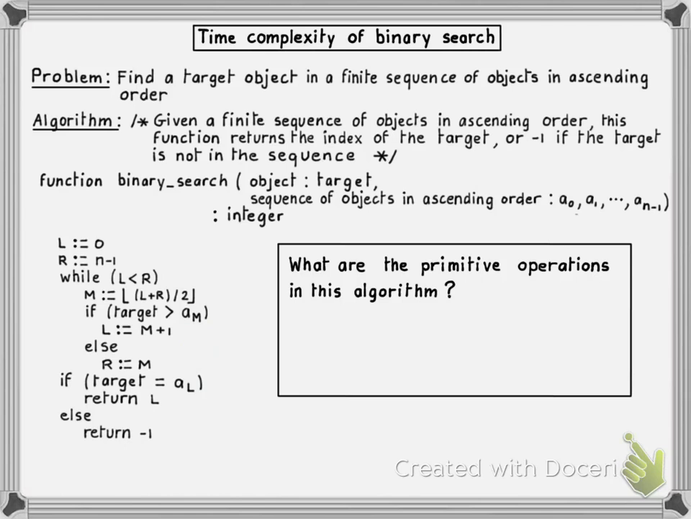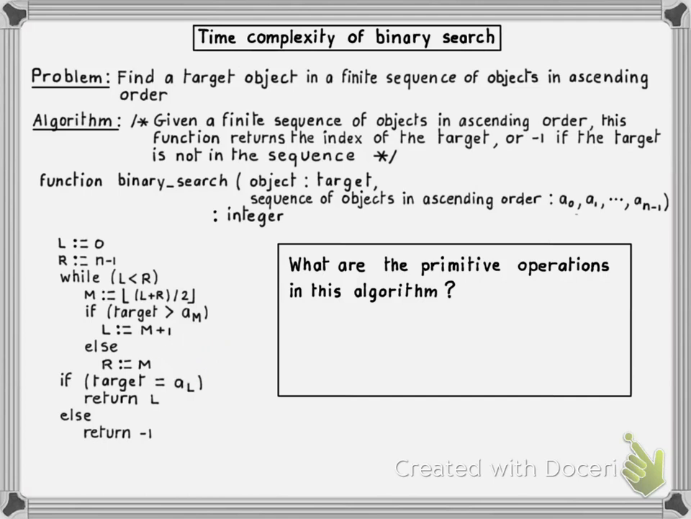So clearly, this part of the algorithm will take constant time regardless of the size of the input sequence. Similarly, these two steps take constant time. So the runtime of this algorithm is dominated by the runtime of this while loop. In particular, the body of the while loop takes constant time. It takes an assignment statement, one comparison, and then one assignment statement, either this one or that one.